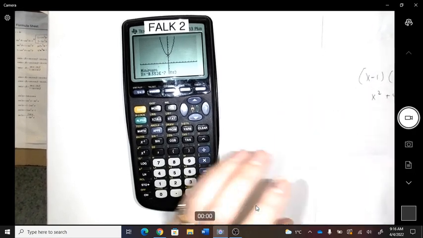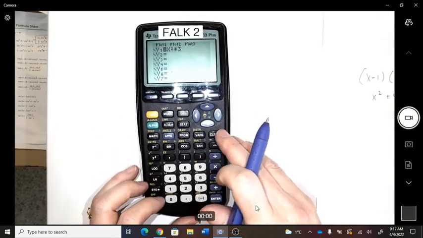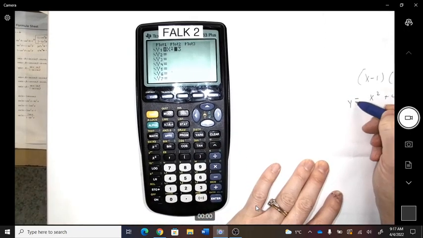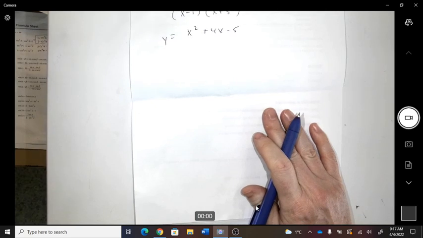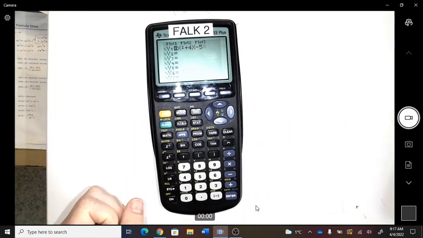Okay, let's go back to our y equals window. So this is what I want to type in there. Can you type that equation in? Y equals x squared plus 4x minus 5. Okay, I want to graph it back on the original grid. Do you remember what to do to get back to an original paper-sized grid?